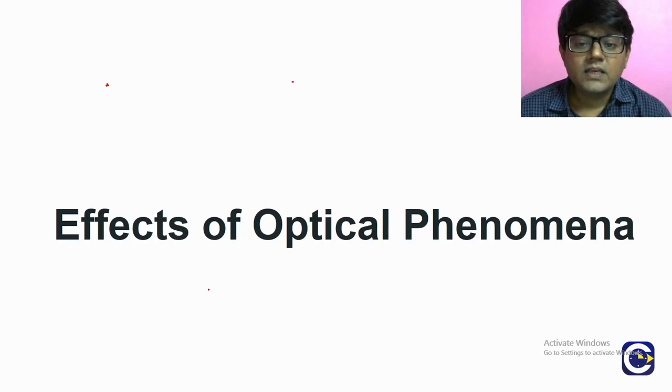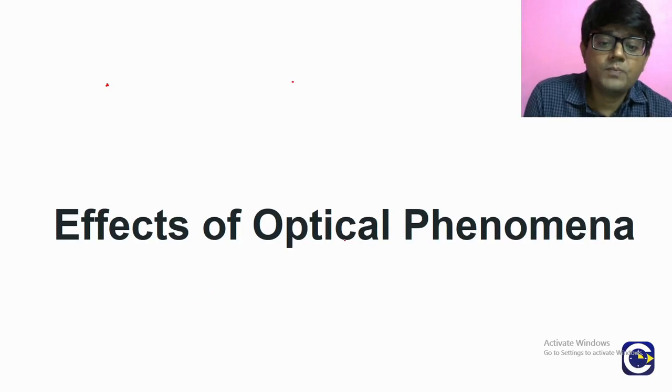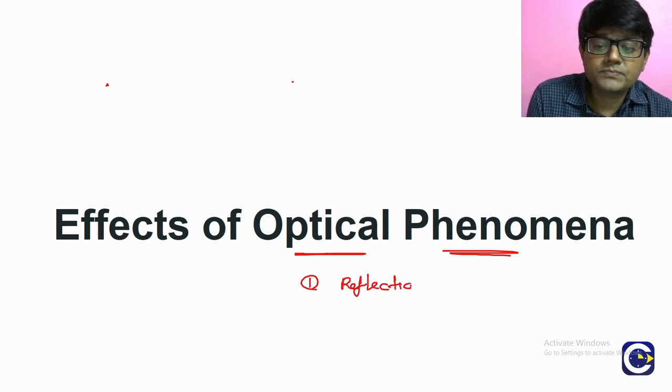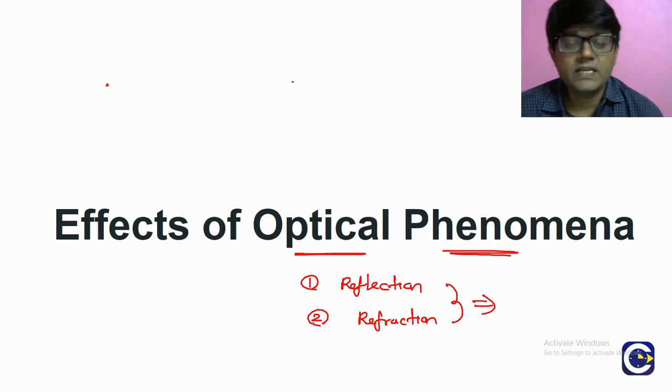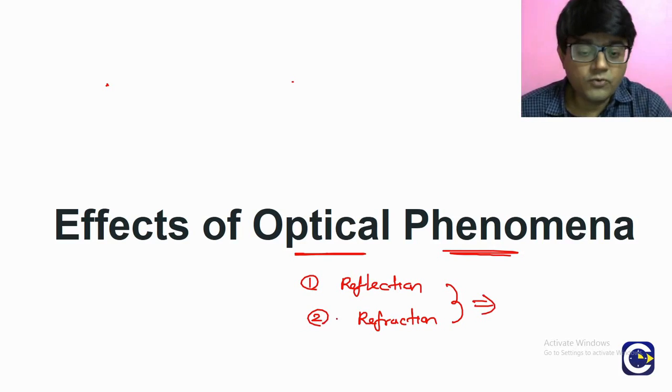Hello everyone. In this video we'll discuss some of the important effects of optical phenomena. When we say optical phenomena, here we are talking about reflection and refraction mostly. Because of these phenomena, we'll see some practical effects, whether it is rainbow formation or the scattering of light. So various effects that we observe around us, we'll try to discuss in this video.